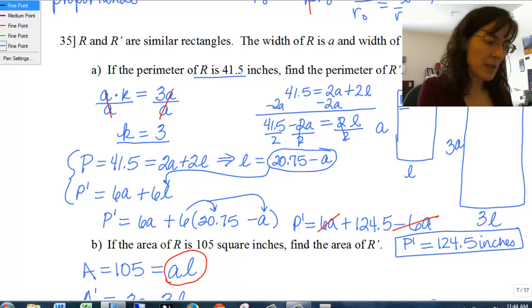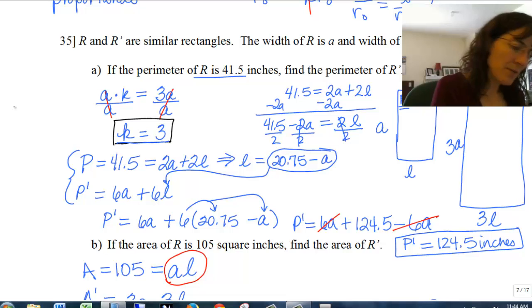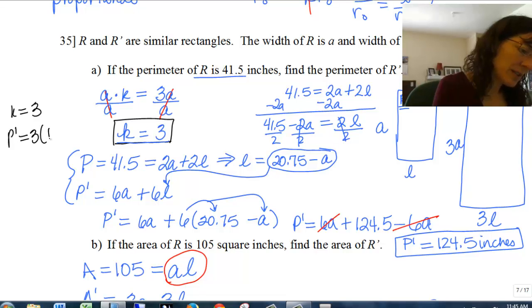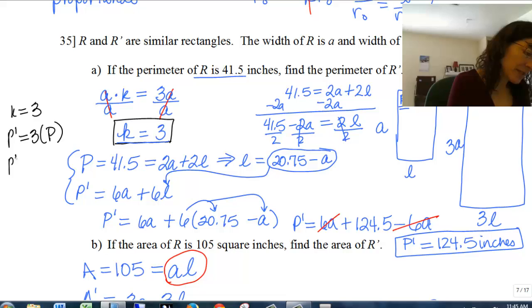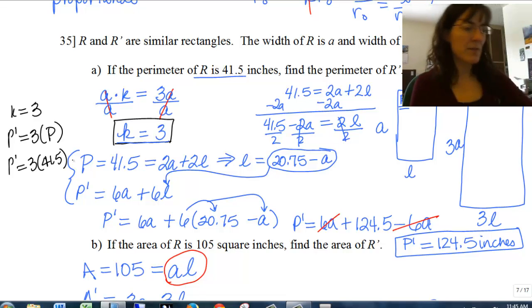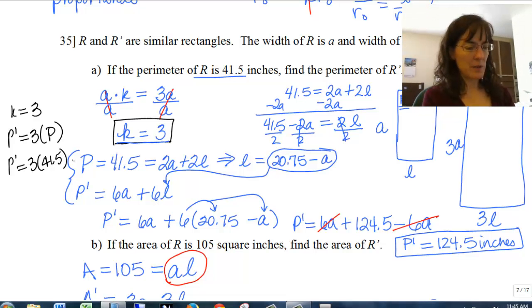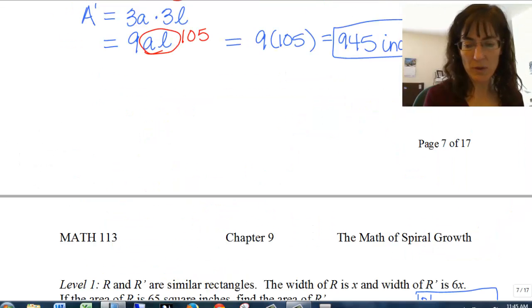Has a K of 3. And if it holds, then for K equals 3, I expect P prime equals 3 times the big P. And the perimeter was 41.5, so I expect it to be 3 times 41.5. And let's see if that worked. 3 times 41.5, and I get 124.5. And that's exactly what my perimeter was. So that one worked. They both worked.